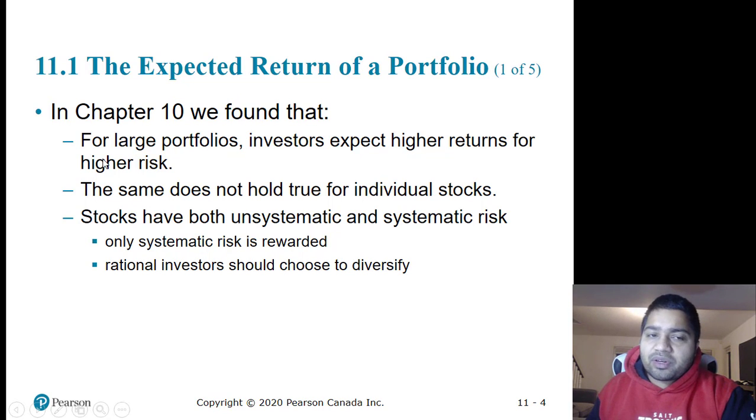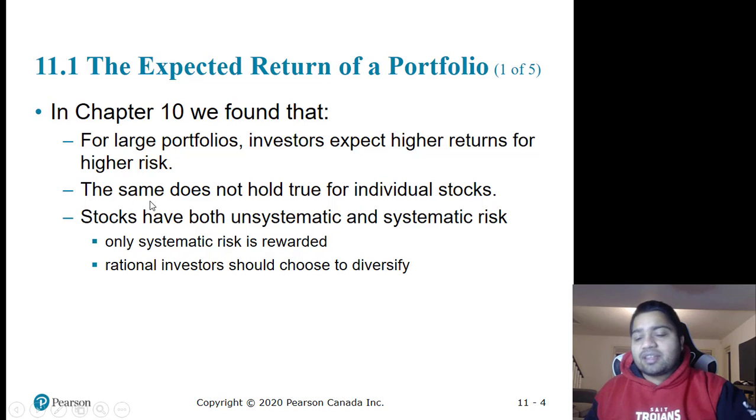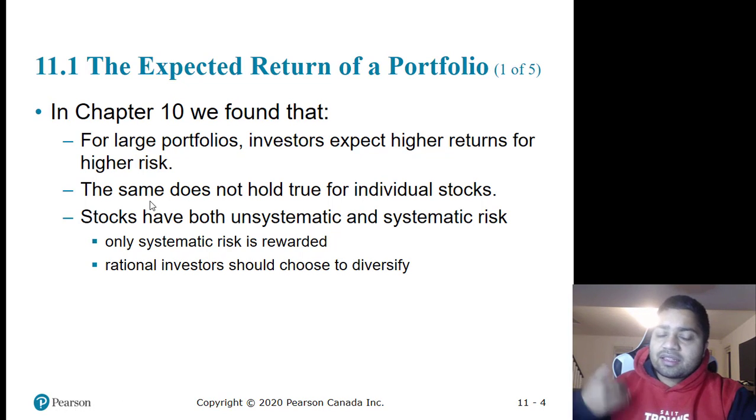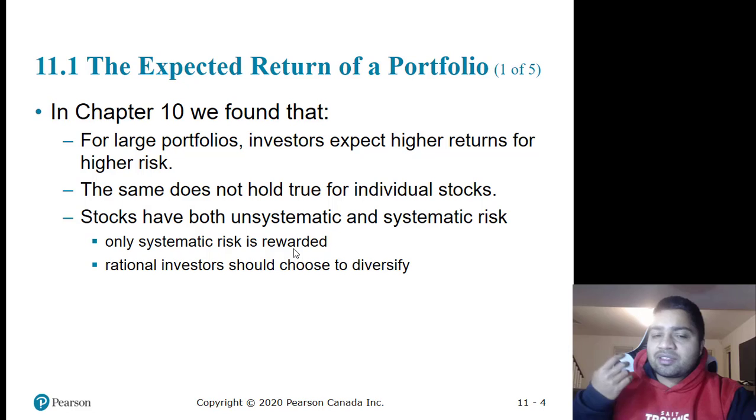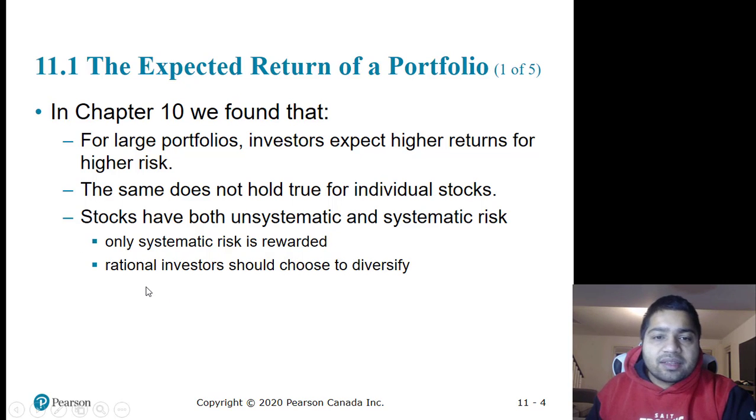In chapter 10 we found out that for large portfolios investors expect higher returns for higher risk. So risk and returns are related. The higher risk you take, the higher returns you expect. The same does not hold true for individual stocks. For stocks that have both systematic and non-systematic risk, only systematic risk is rewarded. Non-systematic risk, stock specific risk, is not rewarded because the assumption is that you can diversify away that risk. Rational investors should choose to diversify.